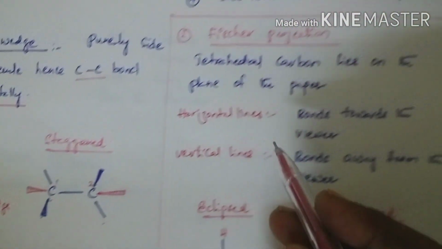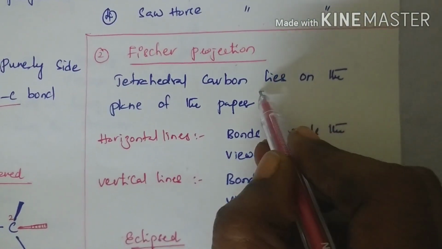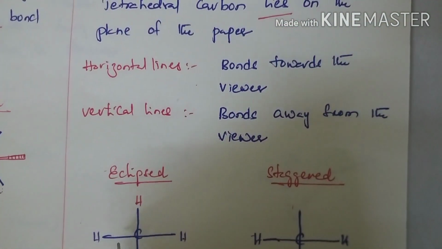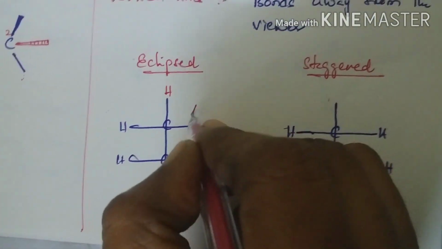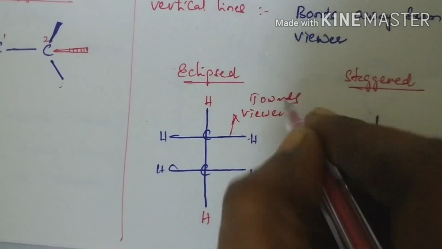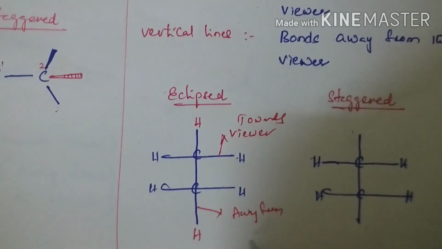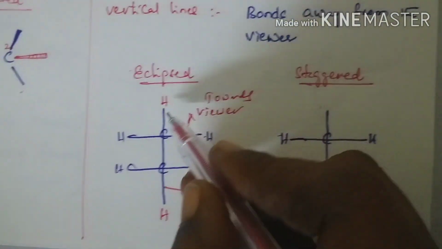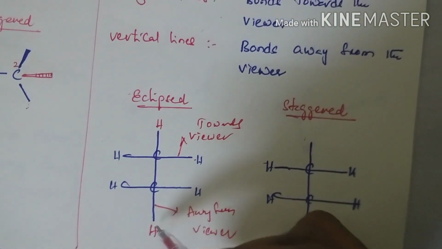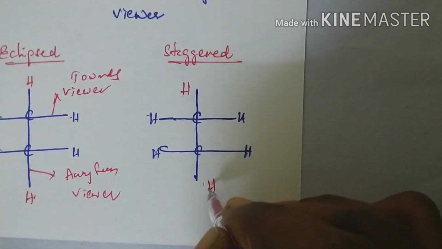Now coming to the second one, the Fischer projection formula. In this model, the tetrahedral carbon is represented on the plane of the paper. Here horizontal line bonds represent the bonds towards the observer. Vertical lines represent the bonds away from the observer. This is the structure of the eclipsed model. Here hydrogens are arranged in the same direction, but in the staggered model, those hydrogens are arranged in opposite directions.